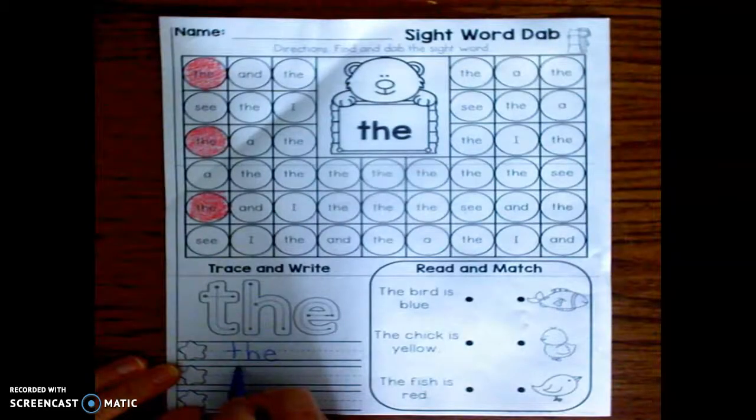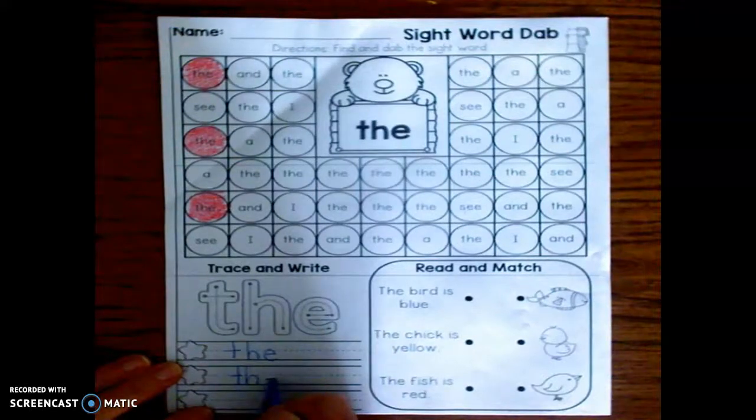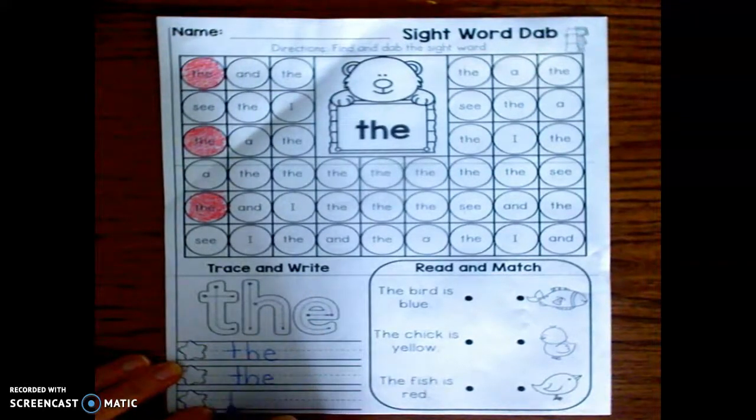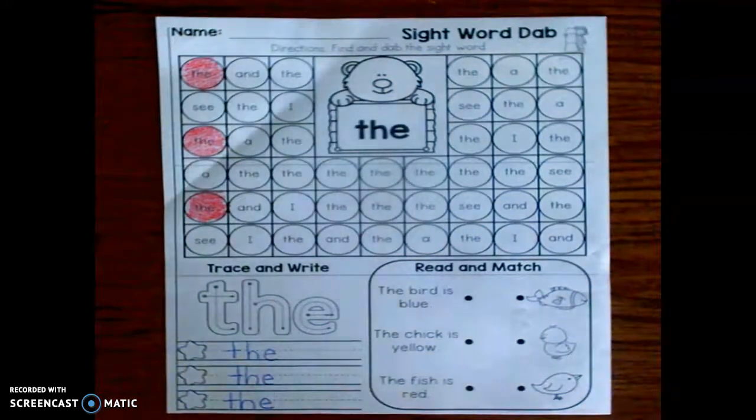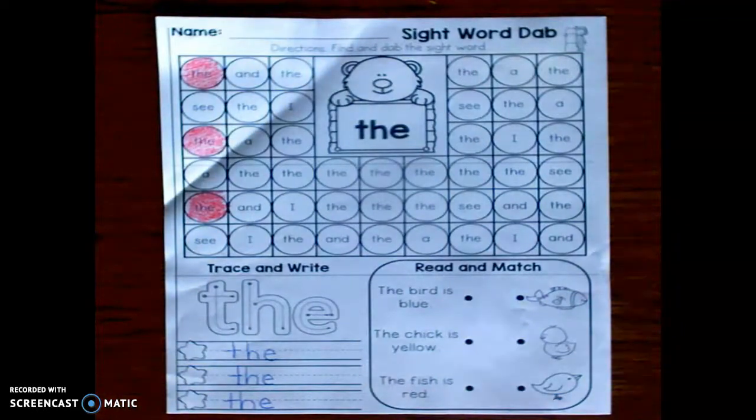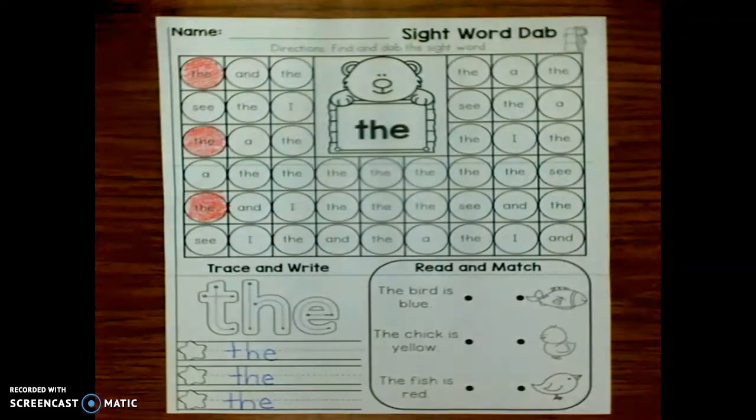Oh, there went my lights. T-H-E. T-H-E. Write it 3 times, and then they have some sentences for you to read with the word the.